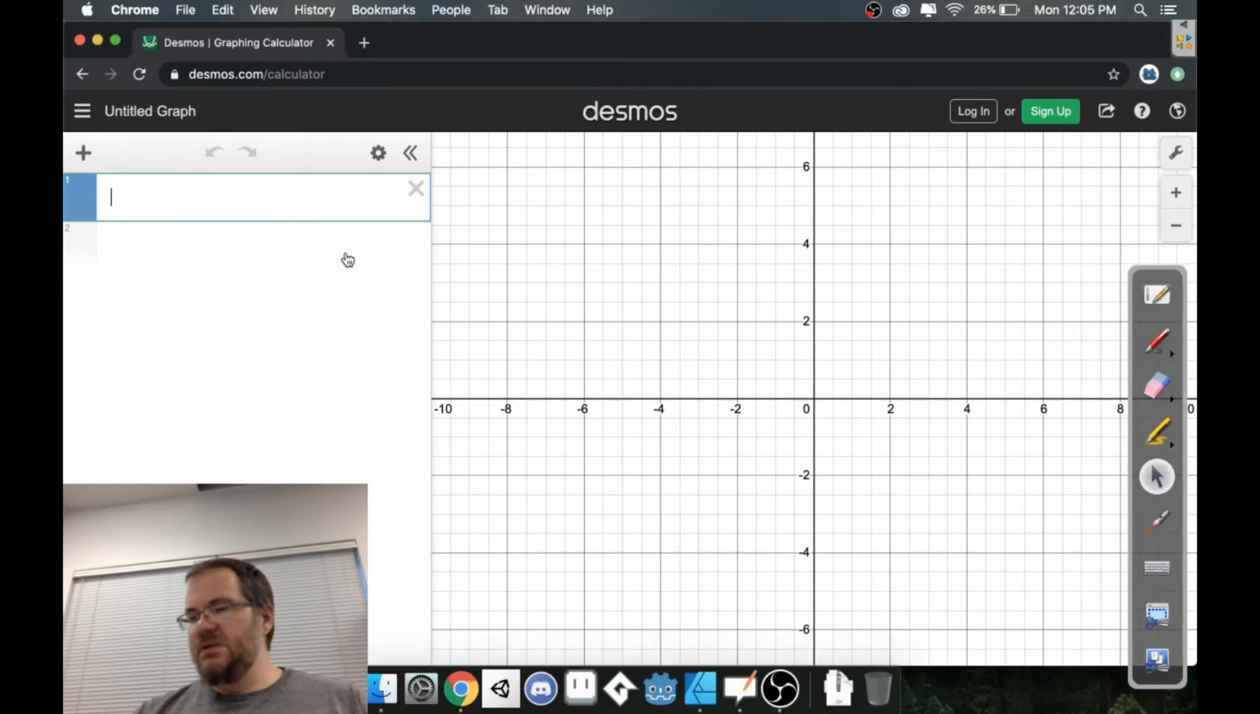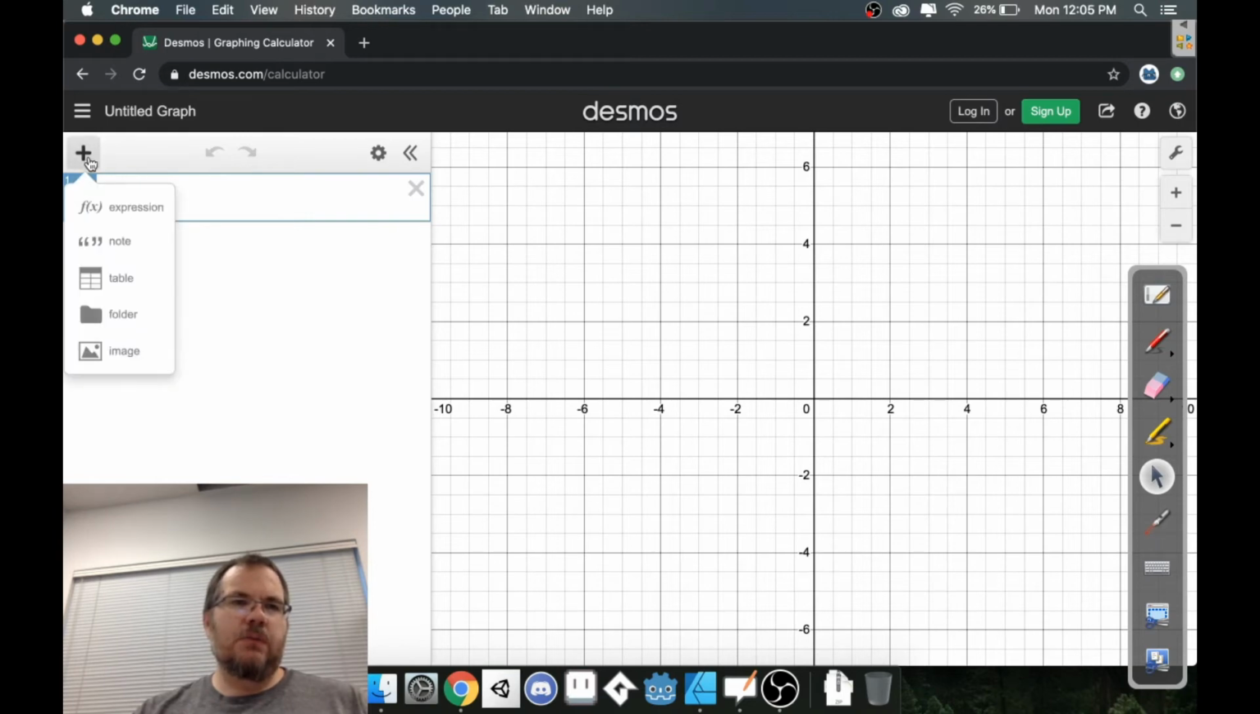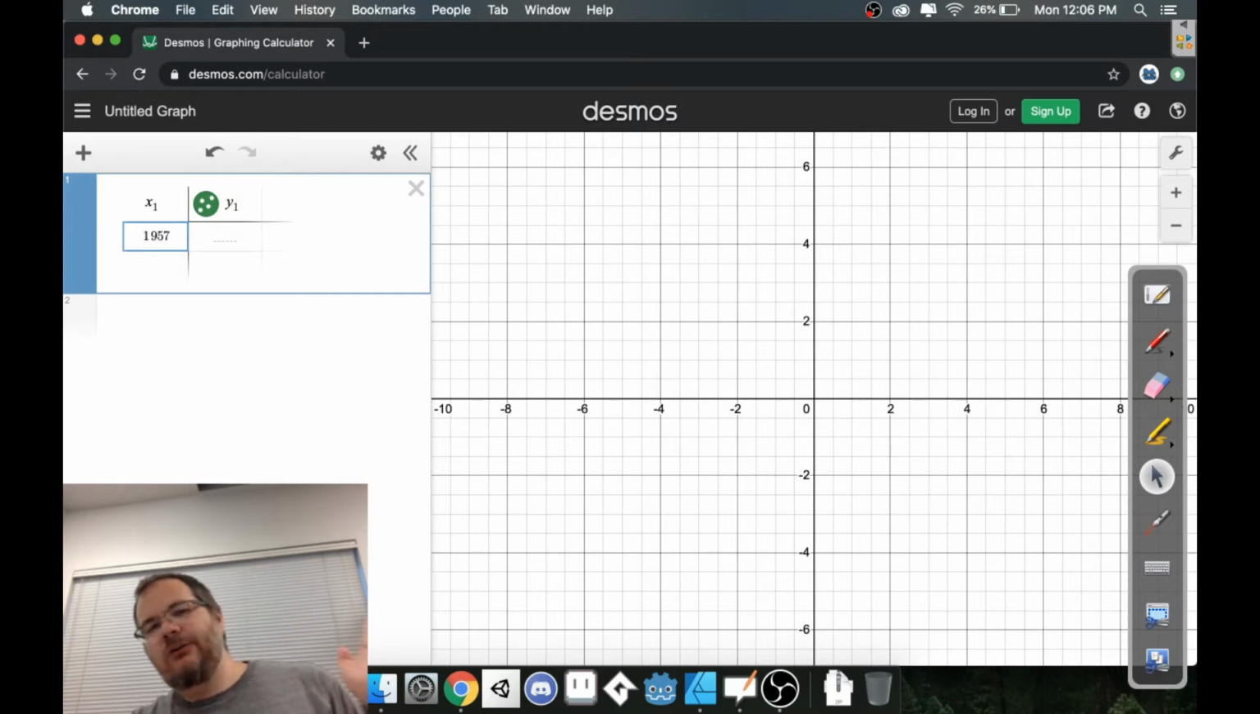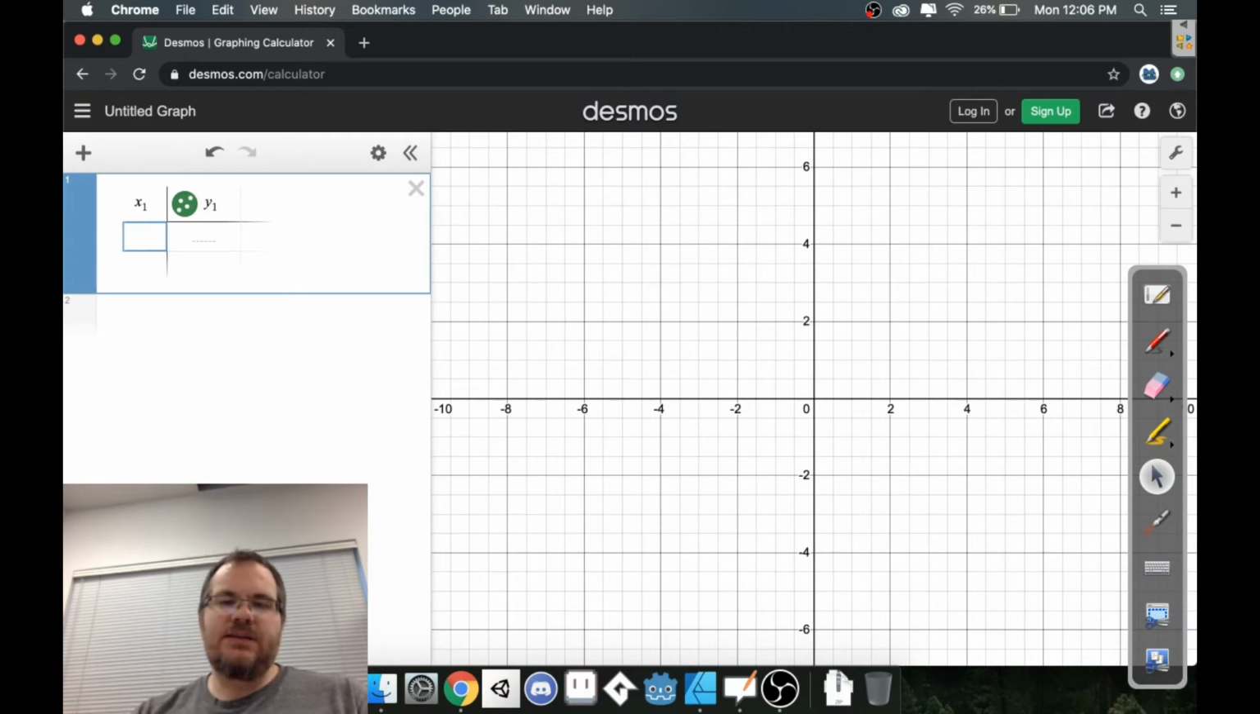So to enter a table in Desmos, you're going to hit the plus, and you want to enter a new table. You want to make sure that you're paying attention at least. They don't have to be X1 and Y1, but you're at least paying attention. Now when you're entering information into a table, I could enter the years as 1,957, but that's going to make my X scale so gigantic. Instead, I'm going to consider 1957 to be year 0. And then all of the other years are going to be years since 1957.